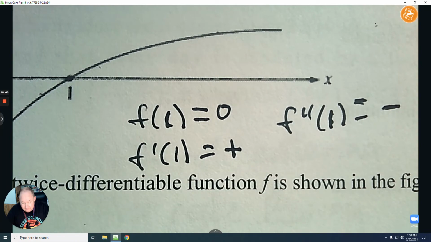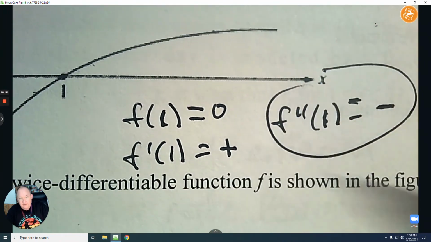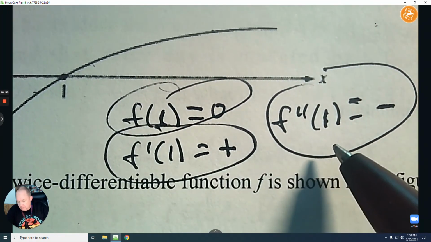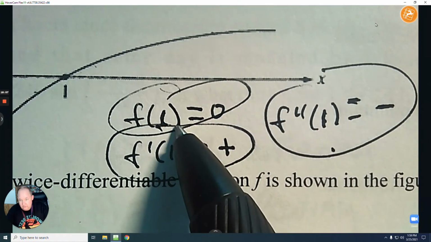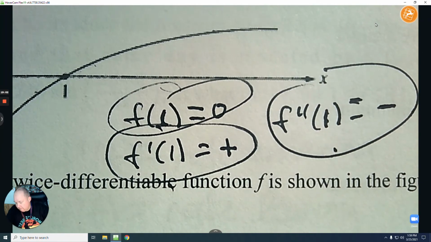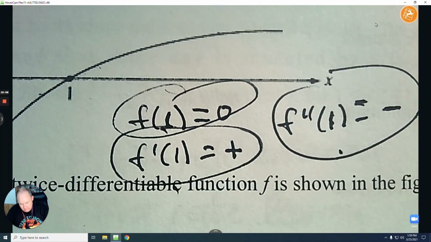Then it says put them in order. And you're putting them in order from smallest to biggest. So this is the smallest, then this is the next, and then this is the largest. So we put them in order. So the second derivative, the function, and then the first derivative. And that would be the order in terms of being negative to positive. So that answer is D.